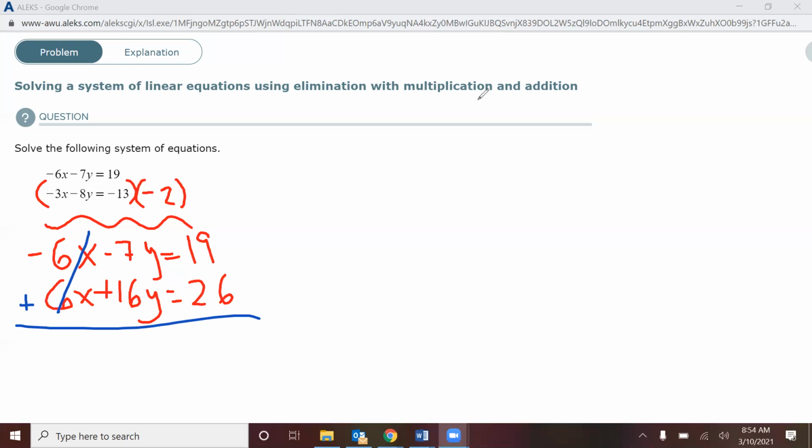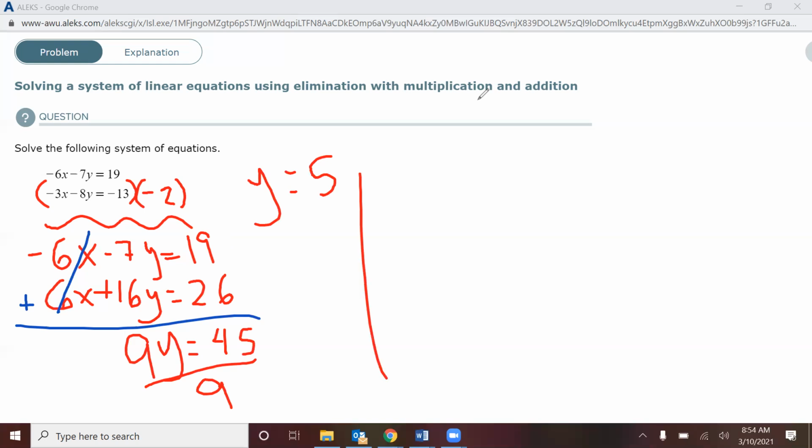Now, on the last problem, the x's also went away, and there's nothing magical about going after the x's. That was just dumb luck. Half the time, it's the y's. When I add these together, I get 9y equals 45. Dividing both sides by 9, I get y equals 5.